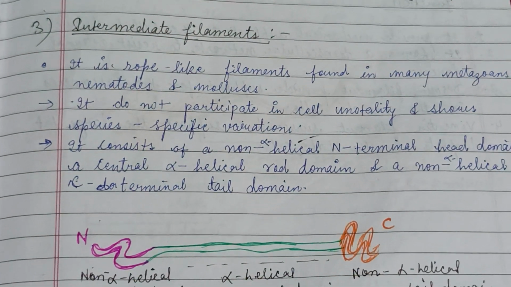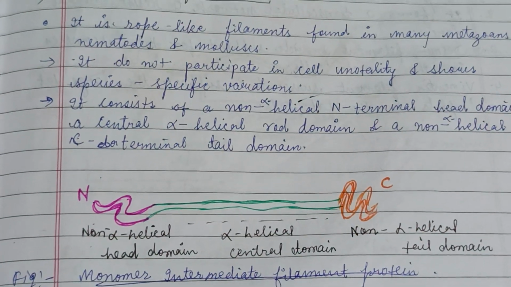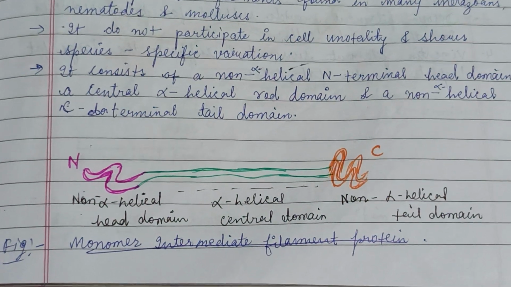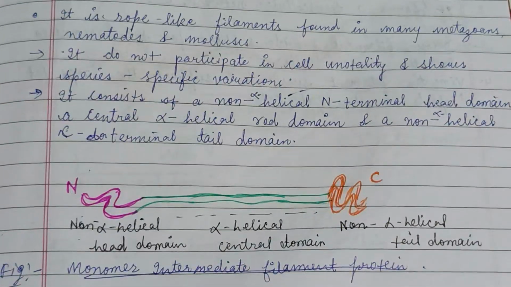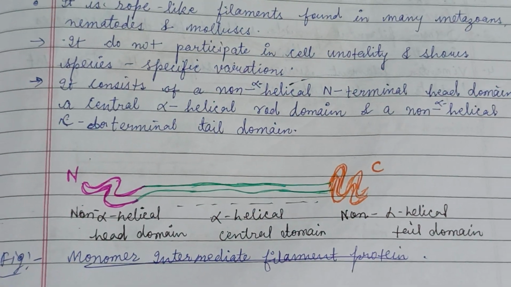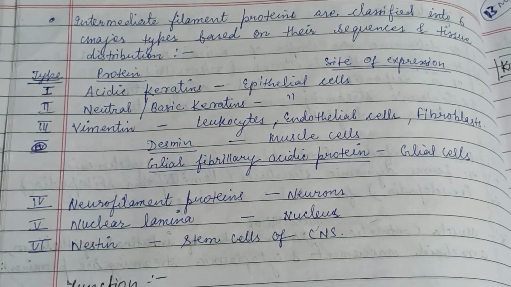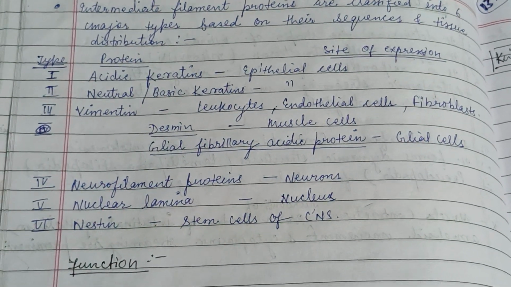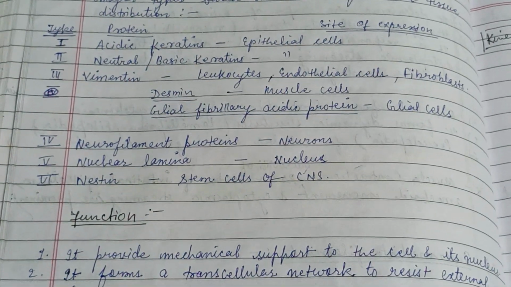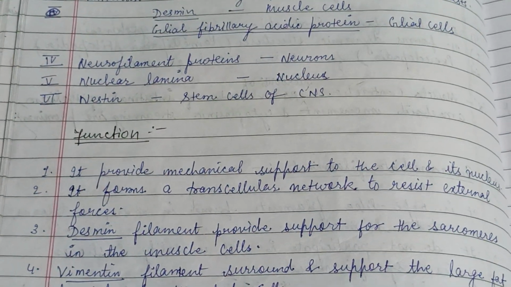The last one is the intermediate filament, which is rope-like, doesn't participate in cell motility, and shows species-specific variation. The monomer of the intermediate filament protein has an N and C terminal, a non-alpha helical head domain, an alpha helical central domain, and a non-alpha helical tail domain. Intermediate filaments are categorized into six major types: acidic keratins, neutral basic keratins, vimentin, neurofilament protein, nuclear lamina, and nestin.